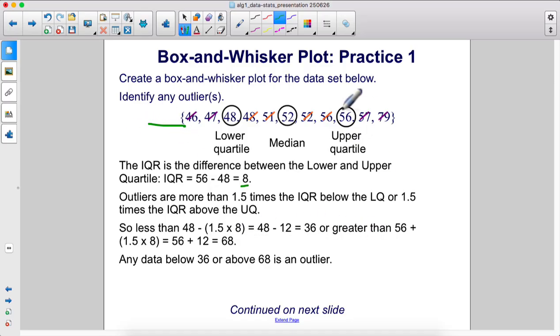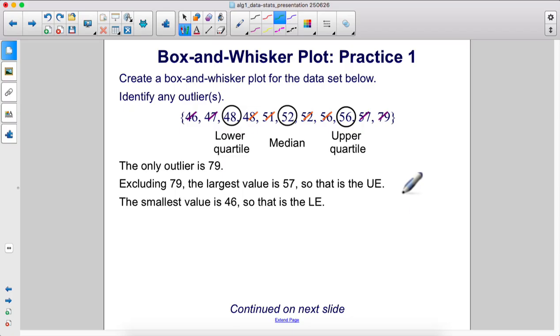All right, so then we have 56 plus 1.5 times 8, which gives us 68. Are there any outliers above 68? Yes, 79. The only outlier is 79. Excluding 79, the largest value is 57, so that will be our upper extreme. The smallest value is 46, so that is the lower extreme.